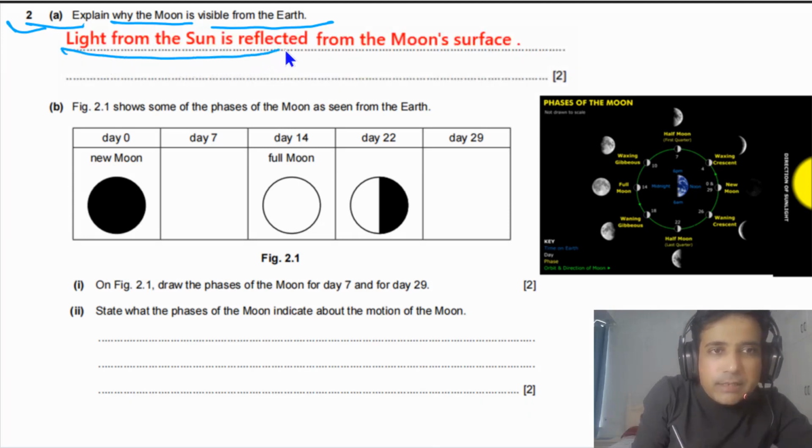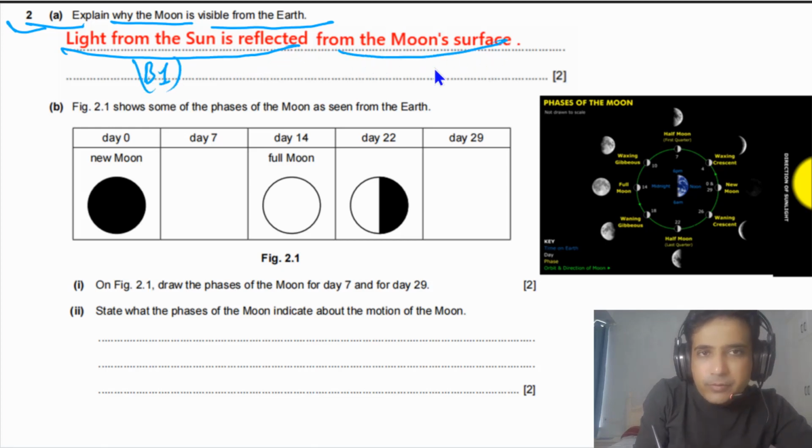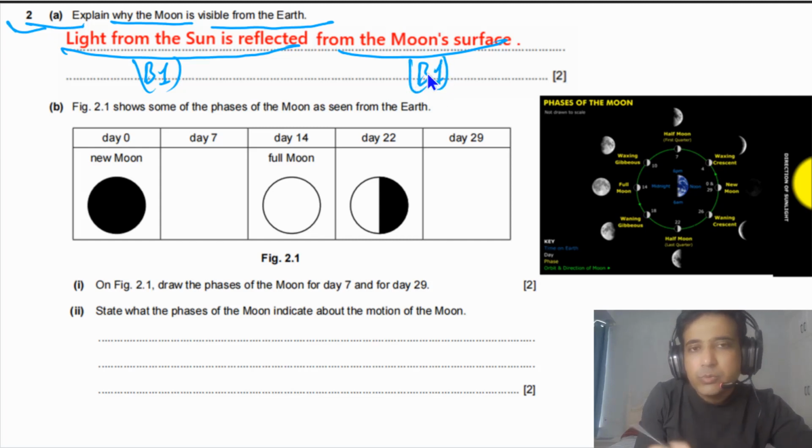Light from the sun is reflected, you will get 1 B mark. If you have written from the surface of the moon, you will get another B mark. So this is how these 2 marks will be awarded.